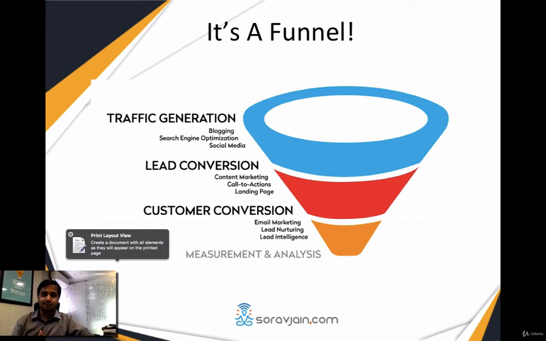Inbound marketing is a three-step process. First, traffic generation, lead conversion, customer conversion. Traffic generation is the process where you try to optimize your website so that it becomes search engine friendly. You do a lot of blogging, you use social media in order to drive traffic to your site. And then comes lead conversion, where you put attractive forms, you give attractive offers, you try to give free books, free things out there so that people can basically give their data to you. So there is an interesting call to action so that people could submit their data to you.